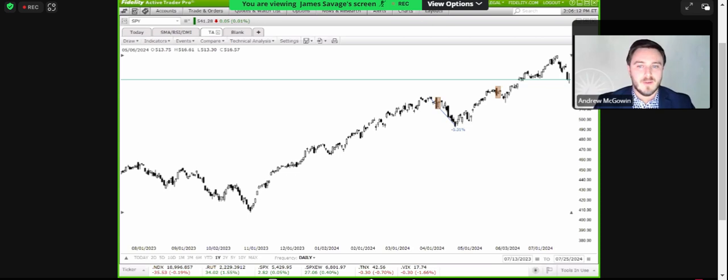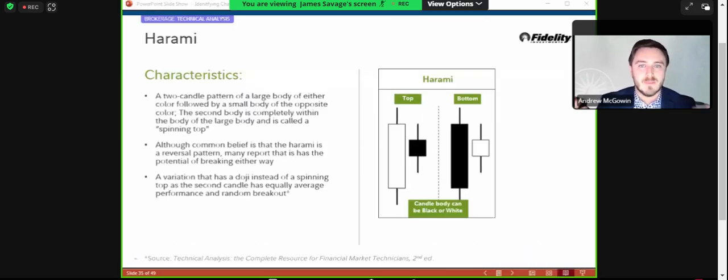Yeah, absolutely. The main takeaway with dojis and haramis is indecision. We are maybe not even always seeing indecision, but a balance of sorts. That's the main component of those two candlesticks: on one, we just see a balance, an equilibrium of buyers and sellers. On a harami, we are still seeing that, but it is following a day of a lot of buying to the upside or selling to the downside. So it's indecision that was preceded by decision.